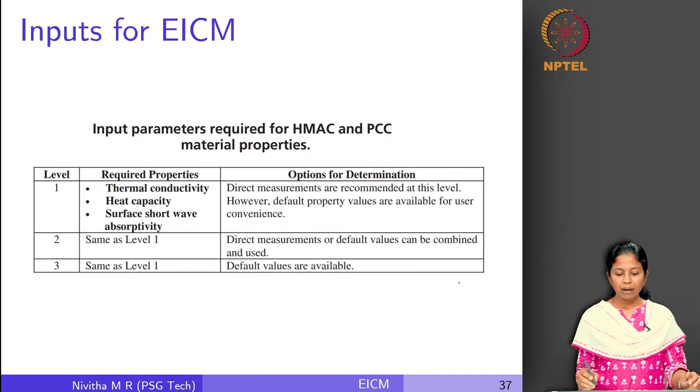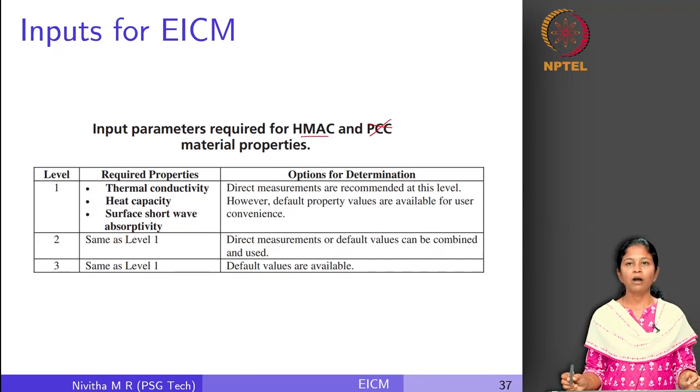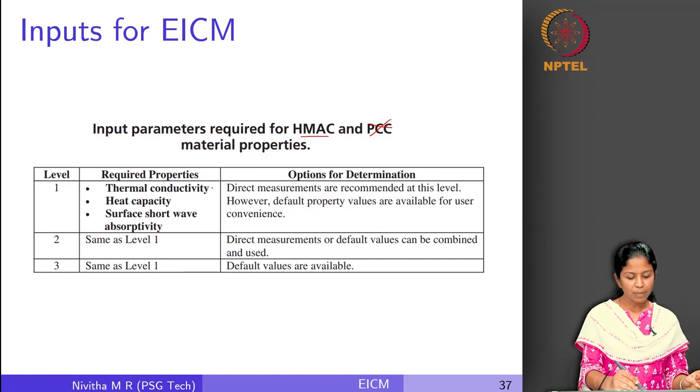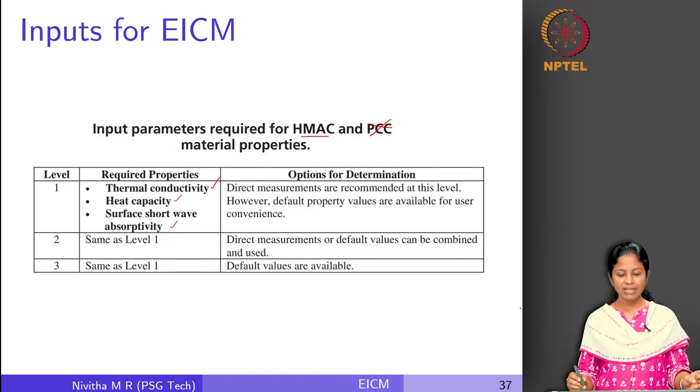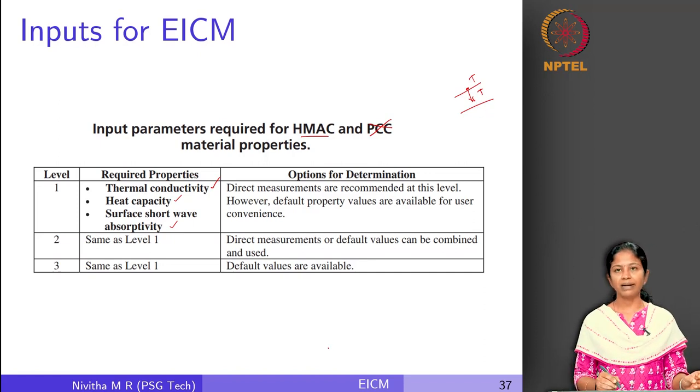Now what are the input parameters? We will ignore PCC for now. What are the input parameters required for hot mix asphalt concrete material properties? So we need thermal conductivity, heat capacity and surface short wave absorptivity. So what are these parameters? Thermal conductivity is nothing but, given a thickness, I have a temperature T at this point, what is the rate at which this temperature T will be conducted throughout this system, right? That is nothing but the thermal conductivity.